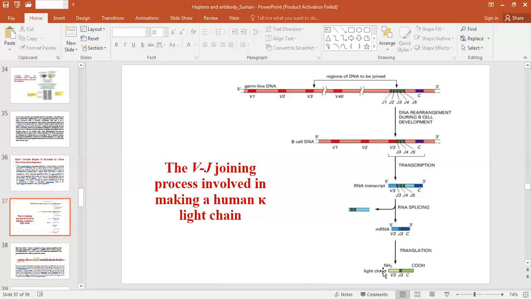And C is the gene that is encoding the constant region, and the two other genes, V3 and J3, are actually encoding the variable region. This is known as VJ joining. So this is the VJ joining process involved in making the human kappa light chain.